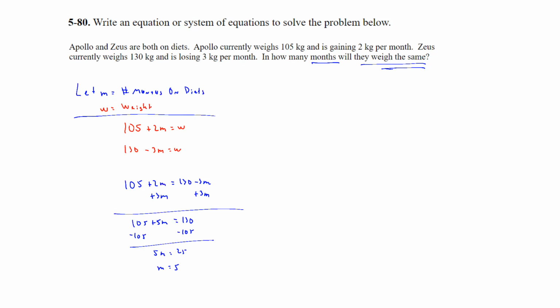Another way you could have looked at this is using a table. Since it is only out to 5 months, you probably could have figured it out pretty quickly as well. But it does say in the directions, write an equation or a system of equations. So we wouldn't want to use a table since the directions do say write an equation. So let's go ahead and answer the question.